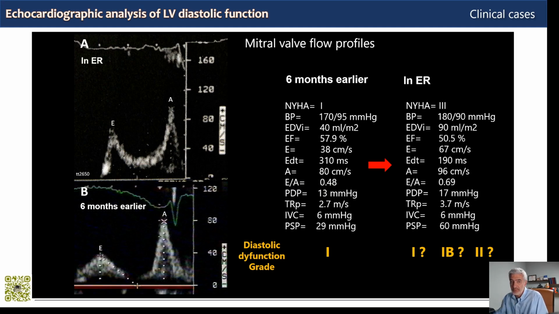So 6 months earlier we had a grade 1 diastolic dysfunction, which is the grade of diastolic dysfunction that we are observing now in the emergency department. Grade 1, grade 1B, grade 2. Let's compare the echocardiographic measurements performed in the 2 exams, 6 months earlier on the left and the emergency department now on the right.